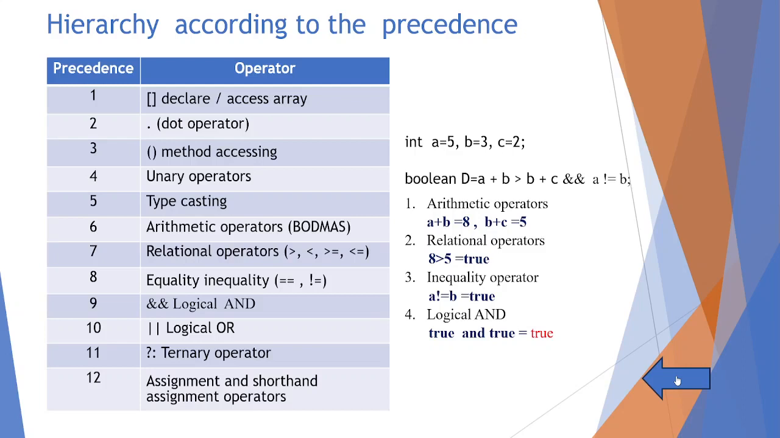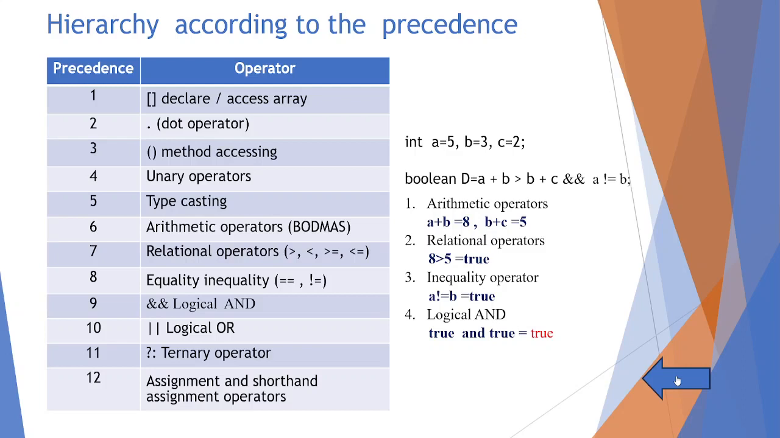So by looking at the precedence, let's understand one example here. Int a is equal to 5, b is equal to 3, c is equal to 2. Let's suppose a small program. Boolean d is equal to a plus b greater than b plus c and a not equal to b. This expression, by looking at the operator precedence, Java will execute like this. We are just understanding.